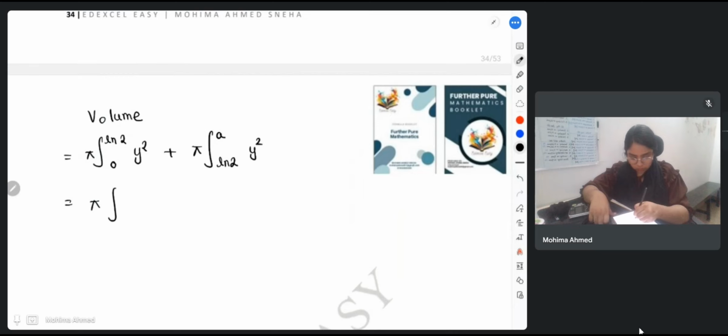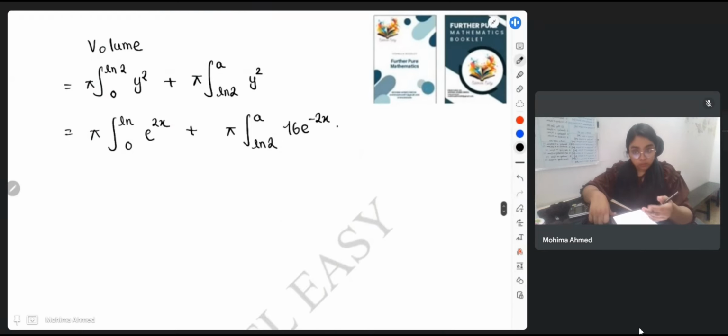For pi, ln 2 to 0, it's going to be e power 2x, plus pi, a to ln 2, and now you have 4 e power minus 6. This time it's going to be 16 e power minus 2x. And now we have to start the integration process. For integration, this e power 2x would be half e power 2x. So you have half e power 2x with boundaries of ln 2 and 0.